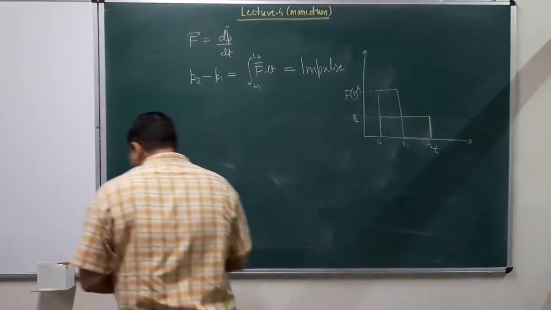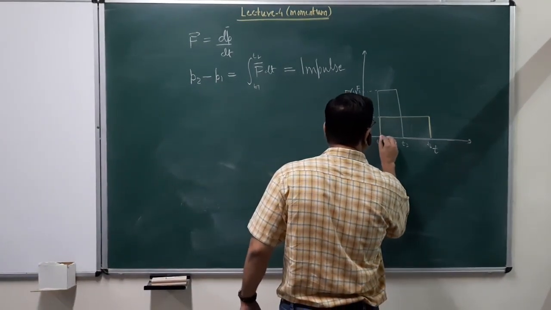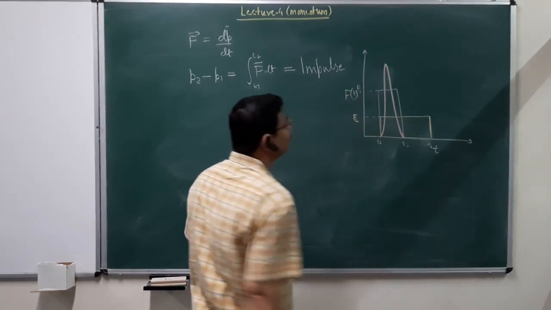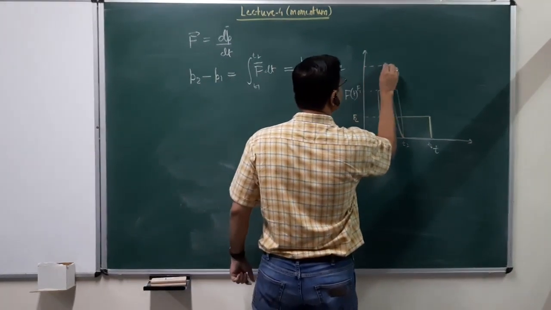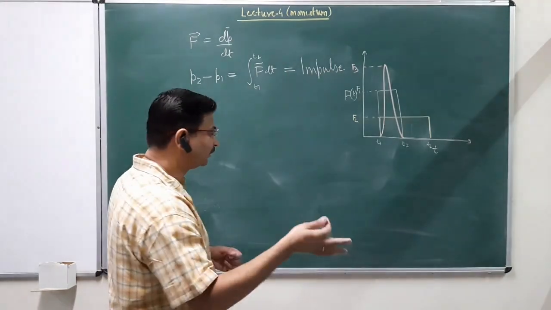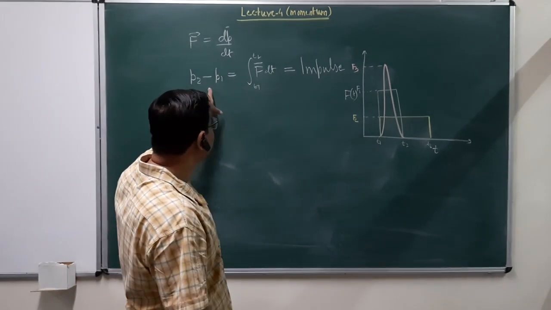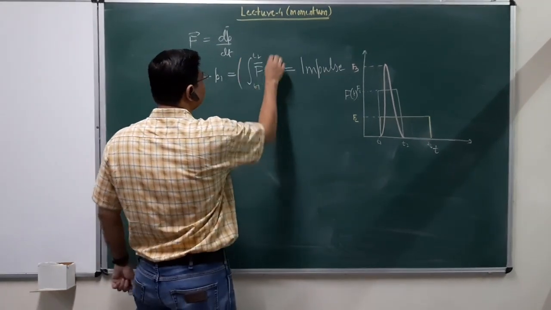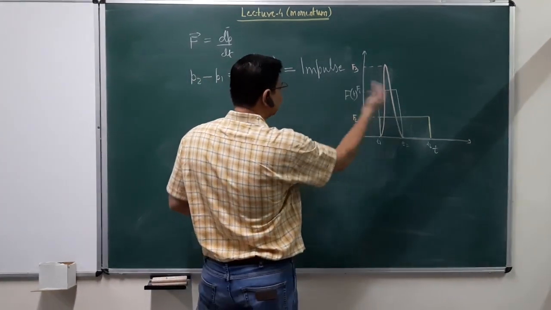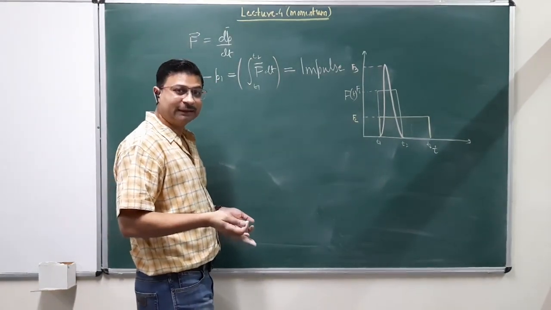We can also have something more complicated. For example, something like this. Let's say start from here, go up to here, and come back here. This is f3. So there are different kinds of forces applied on the system over different levels of time. However, what the expression says is, as long as this quantity is the same for the different forces, the result will be the same. The change in momentum will be exactly the same.